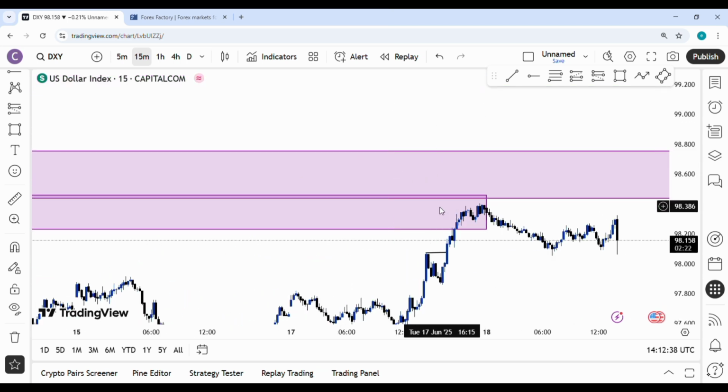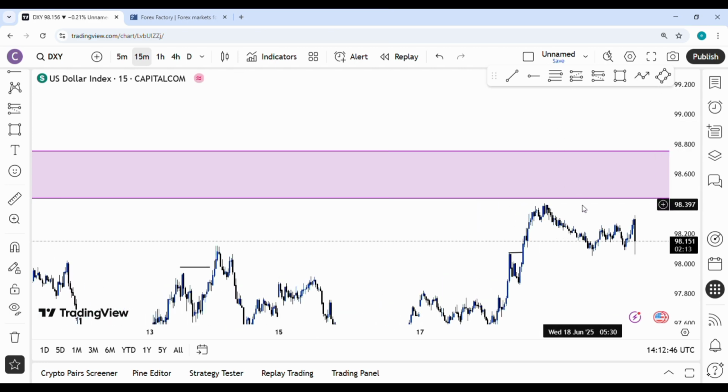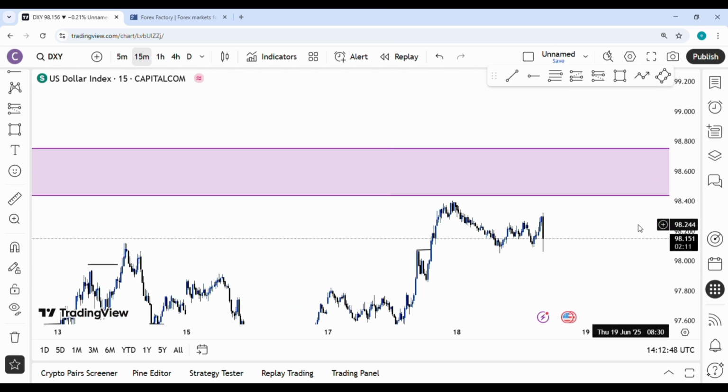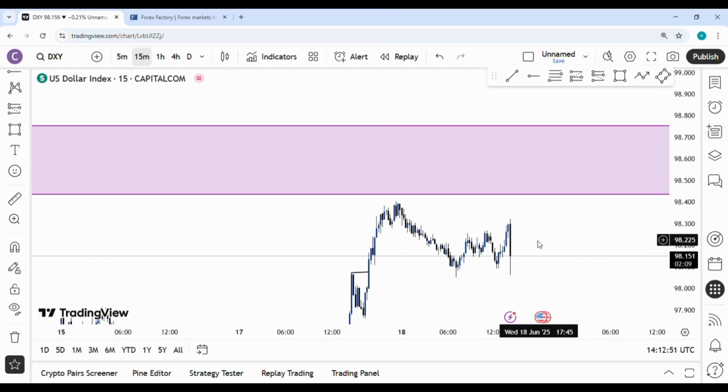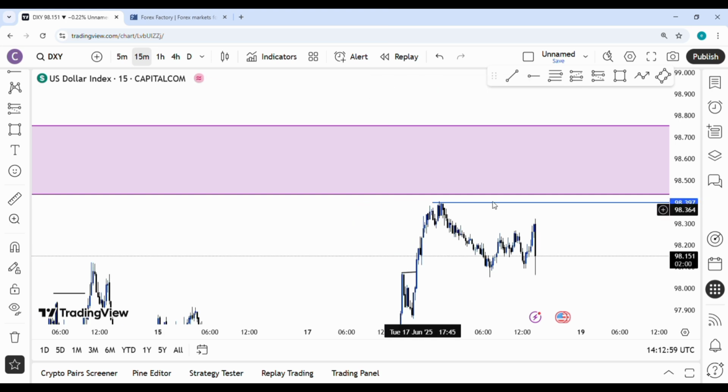So what do you expect price to do? Price has already mitigated this fair value gap over here. So let's take it out. While mitigating the fair value gap, price created our liquidity. This is our liquidity over here. So therefore, for those early traders, price is only going to sweep them out and take us in.